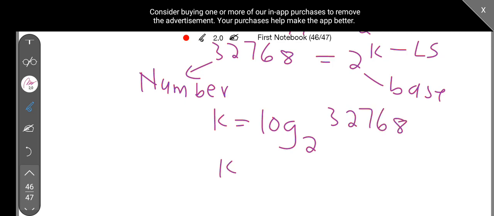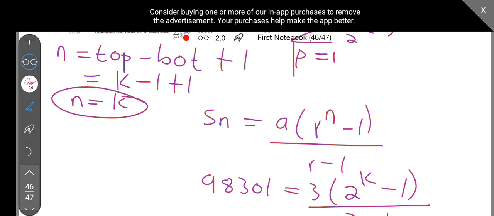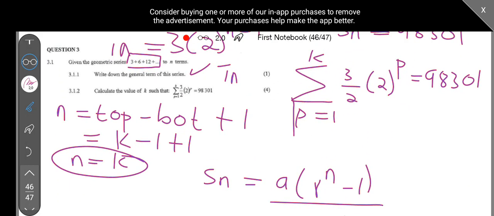So at the end, we can say that k is equal to, let's see, log base 2 of 32768, and the answer is 15. This means that k is equal to 15. I hope it is visible. So, because we say that the number of terms is equal to k, and k is equal to 15, this means that the number of terms in this case is equal to 15. Okay, I hope it is clear to everyone. Let's move to the next slide.